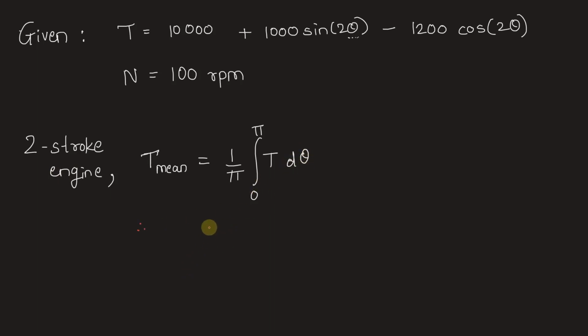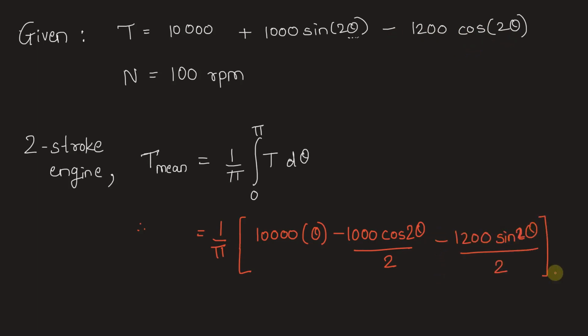Therefore, by putting this expression of T here, we get 1 by π. We'll directly take the integration of T. So the first term is 10,000. 10,000 is a constant. Its integration will be 10,000 θ. Again, 1000 remains same. Integration of sin 2θ will be minus cos 2θ by 2. So this term becomes minus 1000 cos 2θ by 2. And the last term is minus 1200 cos 2θ. Integration of cos is sin. So this becomes minus 1200 sin 2θ by 2, from 0 to π.